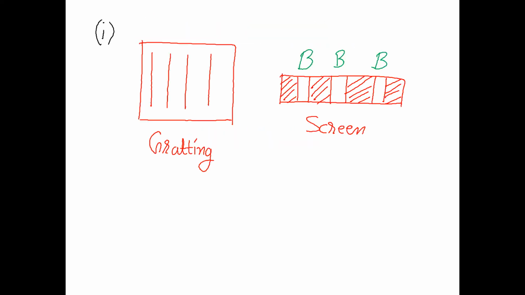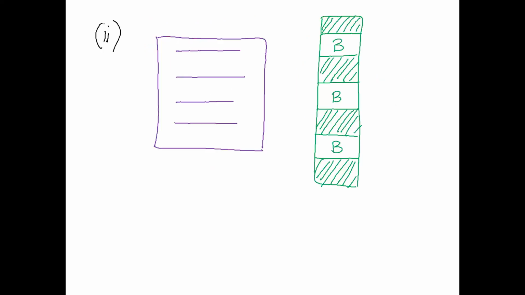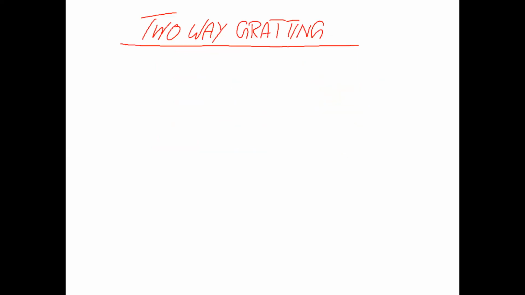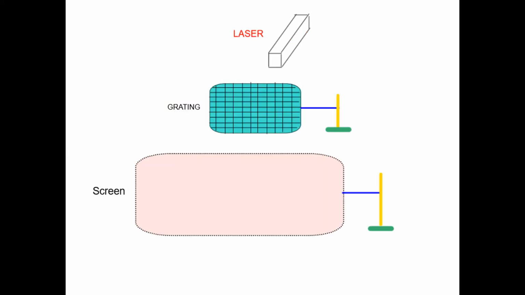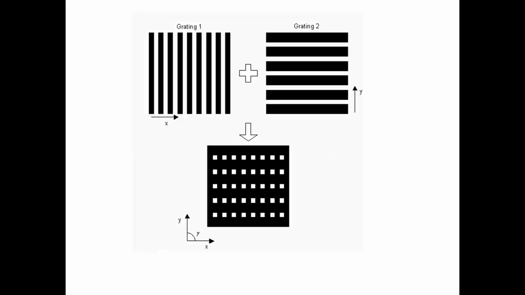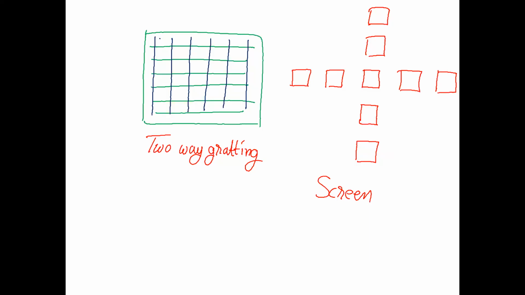One-way grating. This is called one-way. Vertical grating lines produce a horizontal pattern. Horizontal grating lines produce a vertical pattern. And two-way, like a mesh, laser, a two-way grating, and a screen. This is how a two-way grating looks. So when you produce an image, it produces an image like this. This is a two-way grating image. In a two-way grating, the screen produces horizontal fringes and vertical fringes.